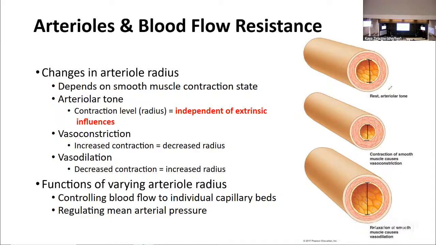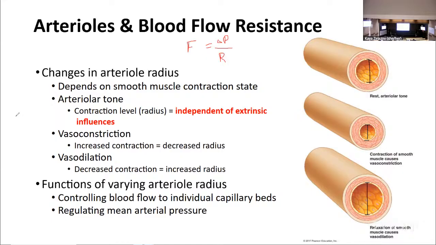We can also regulate our overall mean arterial pressure, right? So that weighted average blood pressure, by varying our arterial radius. And that's when we would be thinking more about changing things system-wide. So changing all the arterioles at once in order to have an effect on our mean arterial pressure. We can do that because remember, right? Our flow is equivalent to our pressure difference divided by our resistance, right?